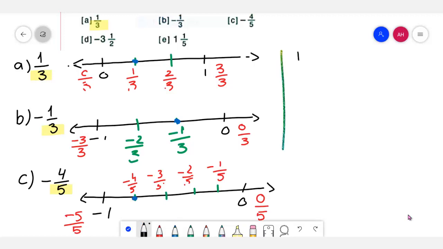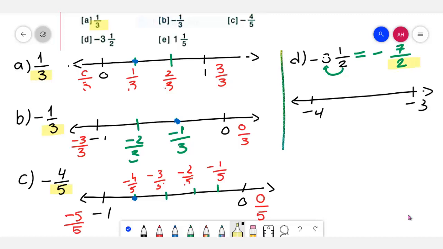Let's begin now with number D. Number D is negative 3 and a half, which is a mixed number. So let's first change it to an improper fraction. The negative sign is the same and my denominator is the same. Then I make 2 times 3, which is 6, and then add 1, so it's negative 7 over 2.